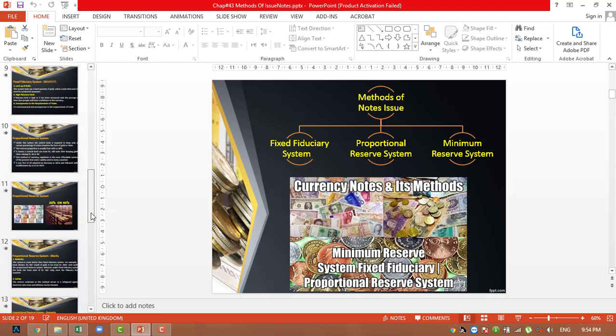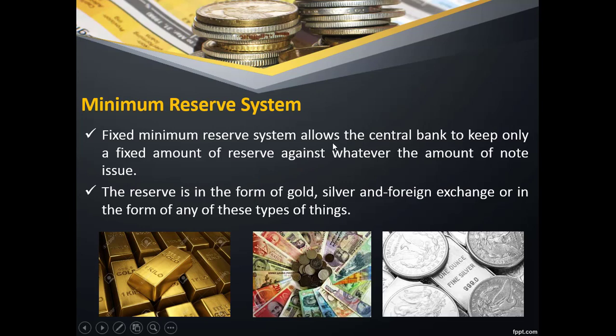Today we are going to revise the last method of note issue, that is the minimum reserve system. The minimum reserve system allows the central bank of the country to keep only a fixed amount of reserve against whatever the amount of notes issued. They fix the amount of reserve, let's say 20% or 50%, and against that fixed reserve they issue the currency note into the country. The reserve is in the form of gold, foreign currency, or silver.